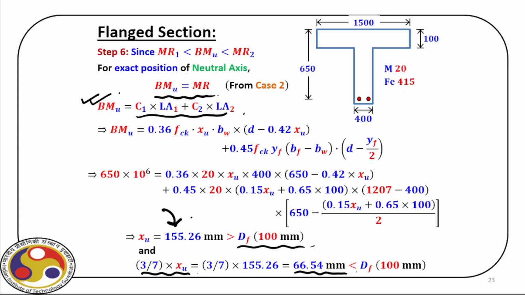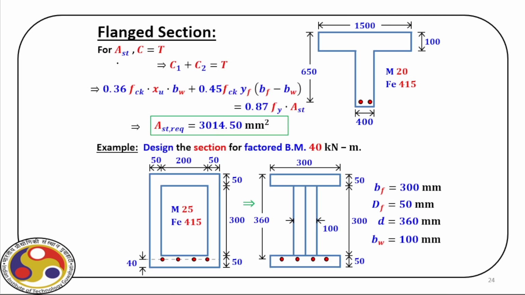66.54 millimeter. So if that is the case, obviously, we can find out what is AST just by equating C with T, and then AST required, we can find out, which is 3014.5 millimeter square. So that completes the design for this problem.